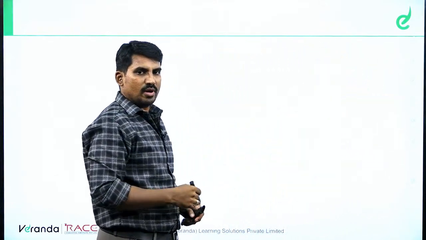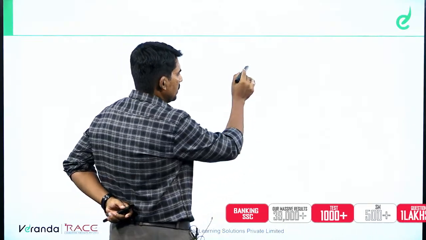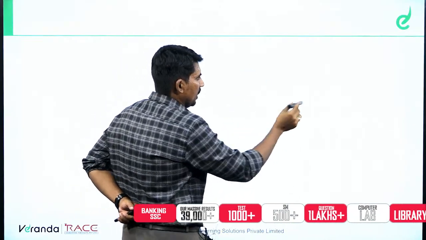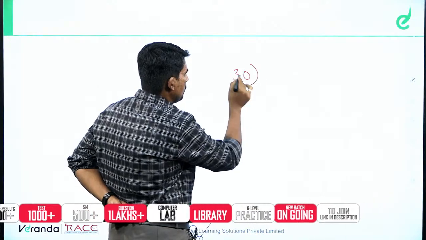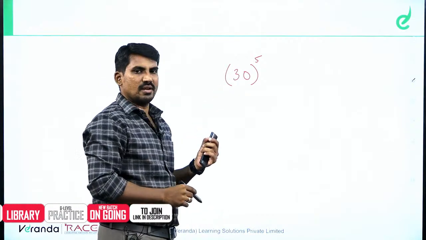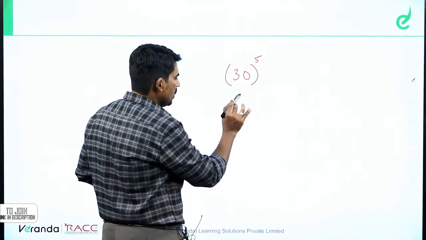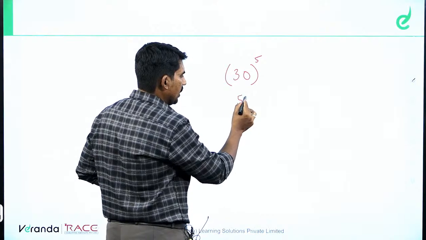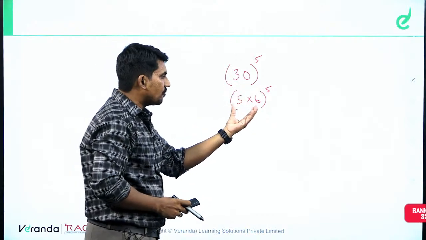Clear? First, a power m into b power m we have studied, then a power m divided by b power m we have studied. Now we know the rule. Now we want to split a number. For example, the number is 30 power 5. This 30, shall we split it as 15 into 2, or we can split it as 5 into 6. To understand the concept, we are taking it like this: 5 into 6, the whole to the power 5. Instead of 30, I have taken 5 into 6.